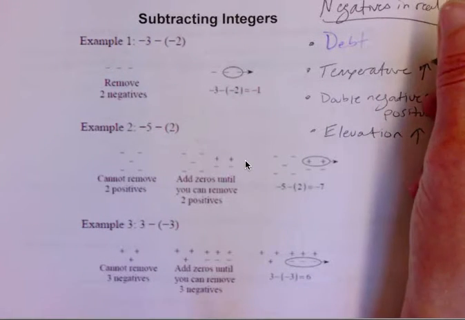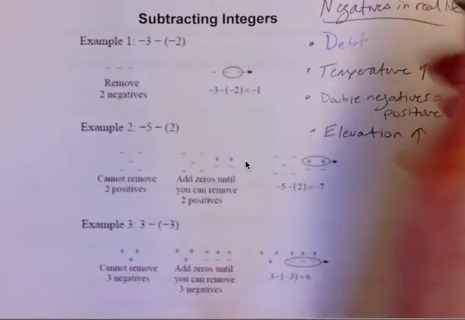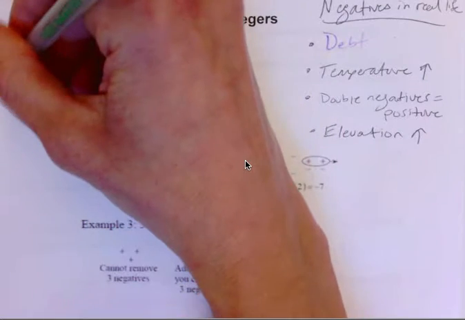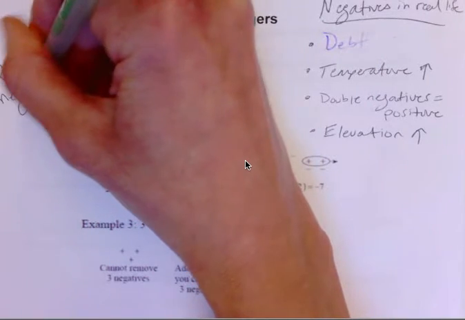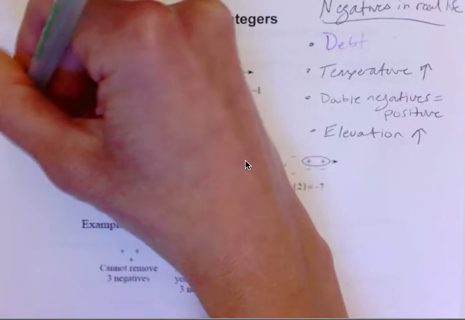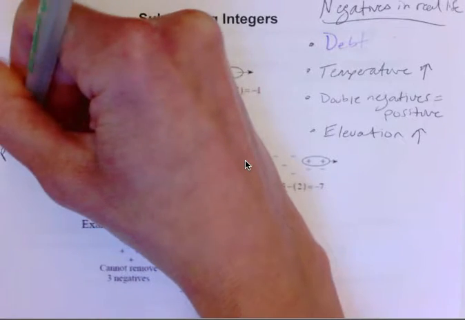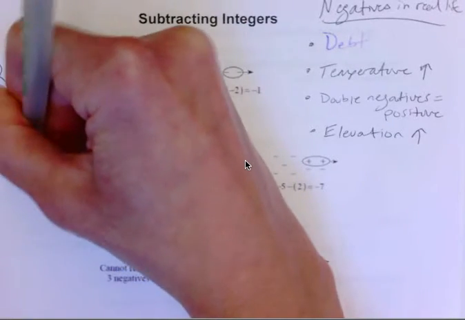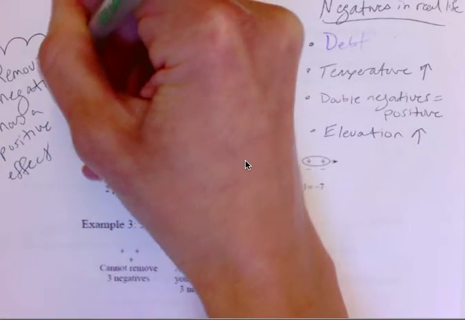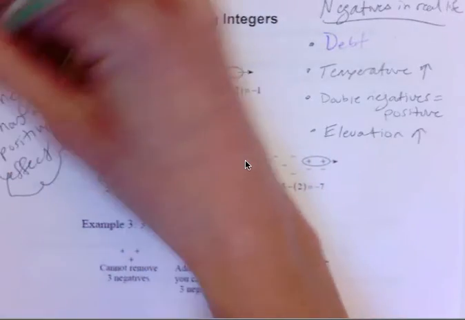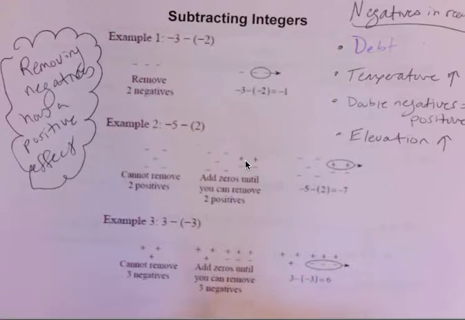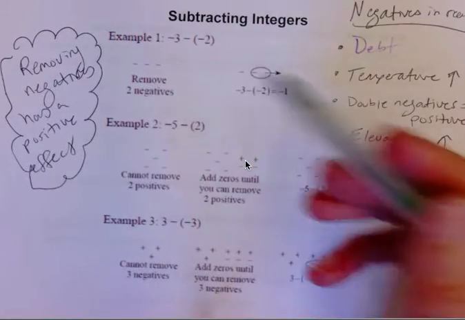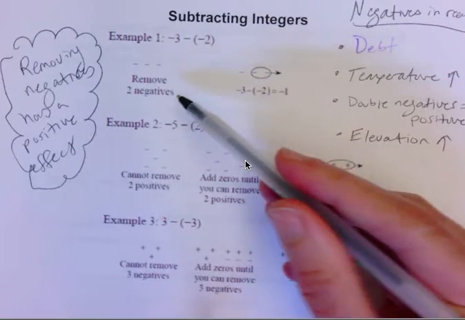So anytime you're removing negatives, I'm going to write this over here. Basically, removing negatives has a positive effect. And that's worth making a big note to yourself, because removing is a negative thing, and taking away negatives makes something go up. So here's a visual of that with negative and positive diagrams.